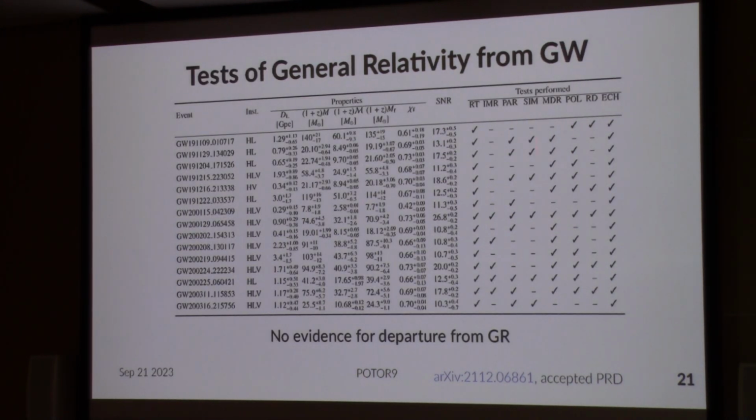So I don't have time to describe everything. You see, those are all the tests we do. This is all the events we've checked with those tests. There is a very nice paper here that does the full summary. The conclusion of the paper is that there is no evidence for departure from GR.